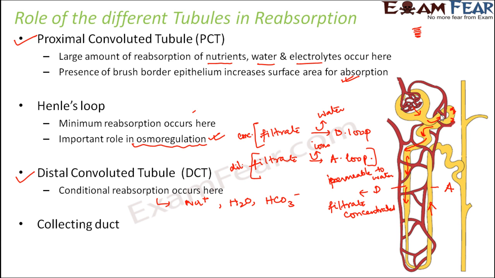And then the last one, that is the collecting duct. Here a large amount of reabsorption of water occurs. No major reabsorption of ions, but mostly the reabsorption of water, because after the filtrate comes out of the ascending limb, it is dilute, and after some ion reabsorption in the distal convoluted tubule, it is still dilute. So this diluted urine is made more concentrated by reabsorption of water, and as a result, the urine which is produced is quite concentrated. So this is the role of the different tubules in the process of reabsorption.